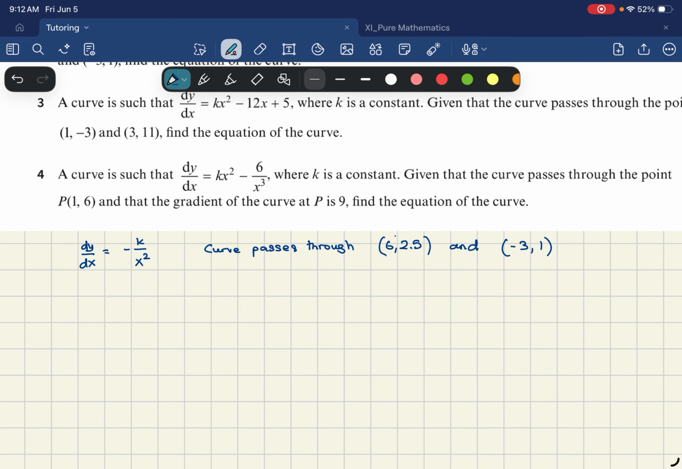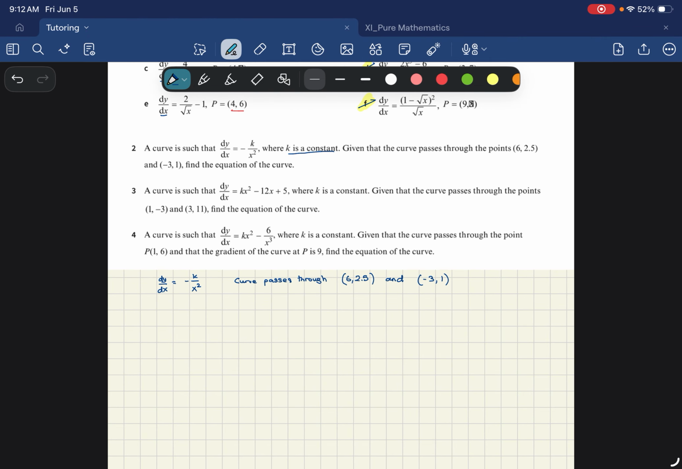Now, do not substitute these points here, because this is the first derivative. It's not the curve. So first of all, we need to integrate it. But before I do so, because I see decimal points here, I'm going to go get my calculator. So I'm going to pause the video for 10-20 seconds.